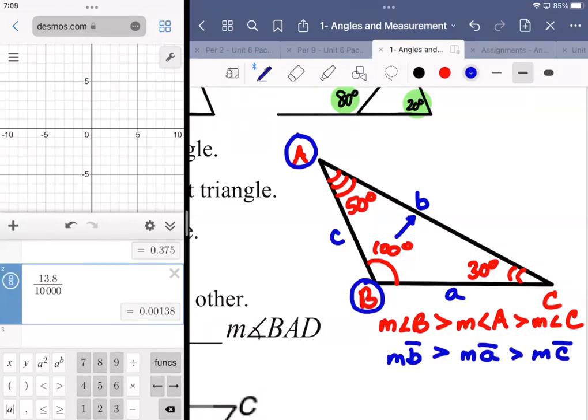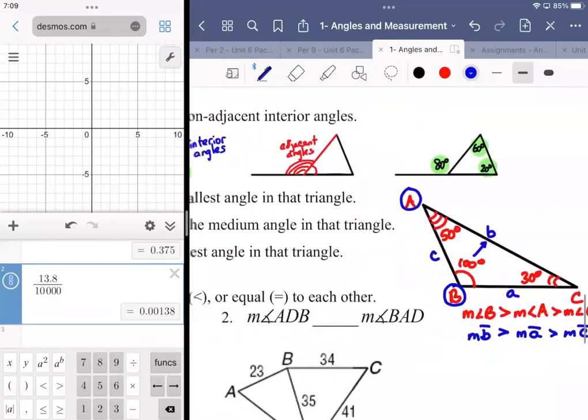Angles are in a particular order. B is bigger than A, which is bigger than C. So the same relationship has to hold true for the sides. Right? That's what this rule is getting at.